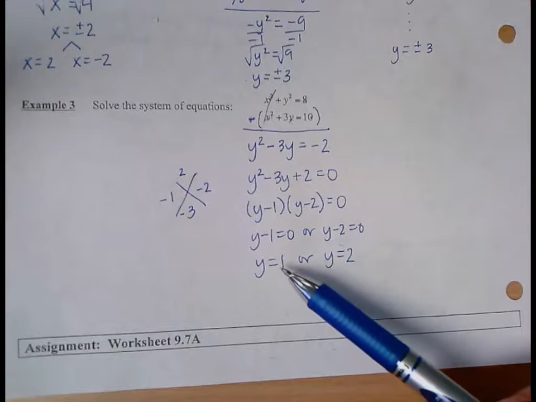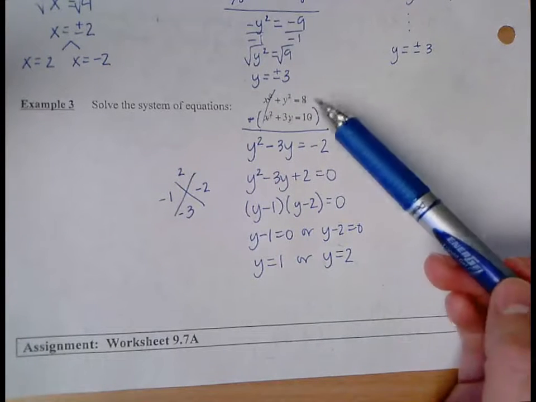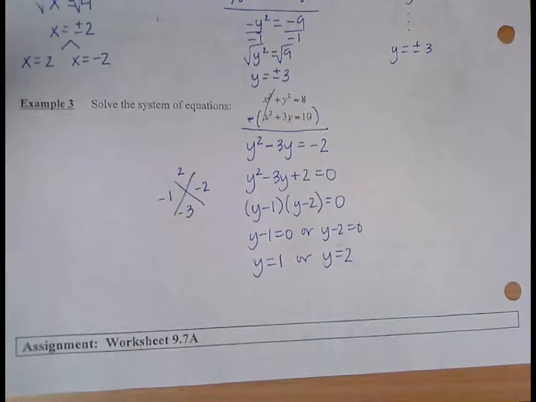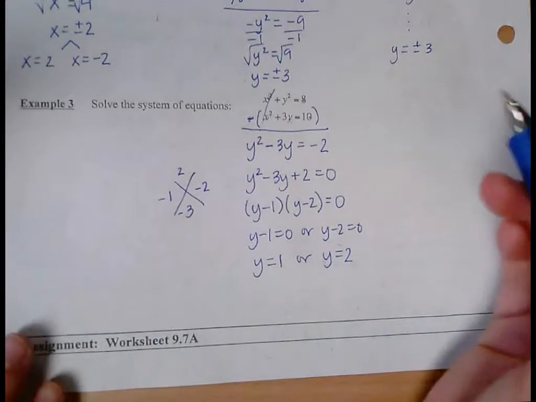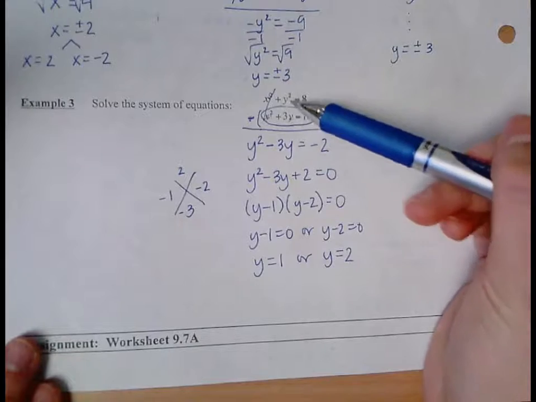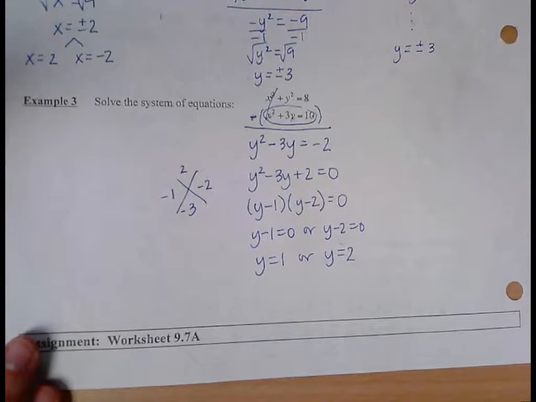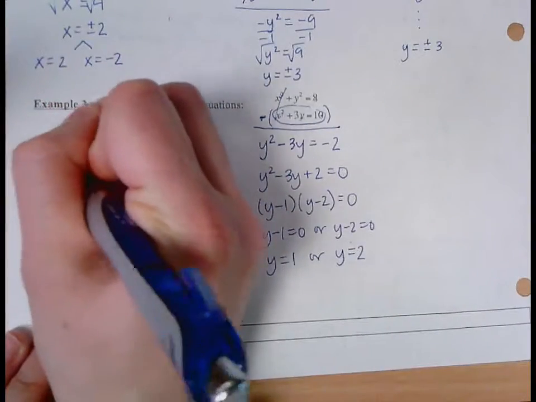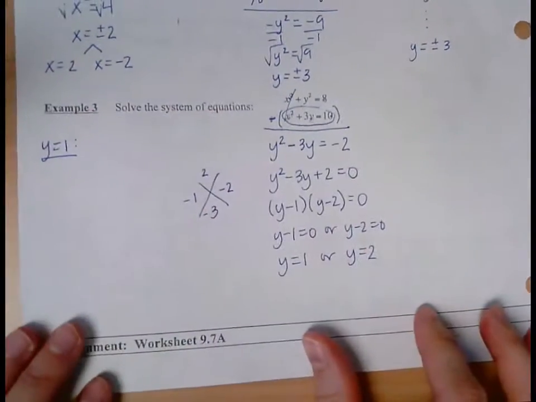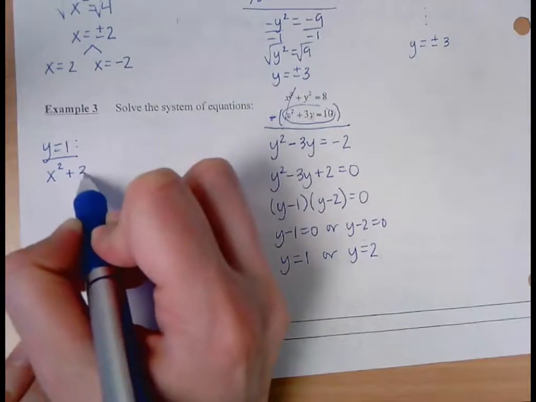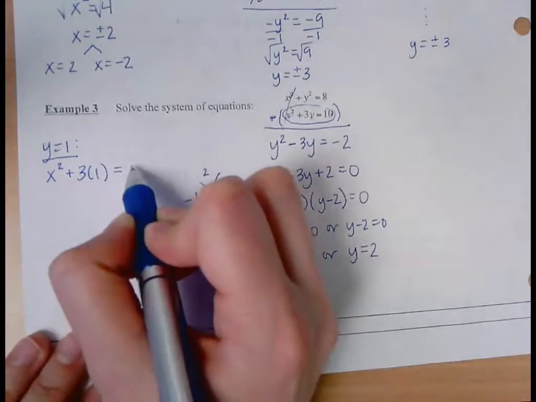I then have to substitute both of these back into one of my two equations to solve for x. It doesn't matter which one you substitute it into. I'm going to choose the second one again just because then I'm just substituting in y. I don't have to square anything, but it's up to you, whatever you want to do. So I'm going to substitute in y equals 1 first into that bottom equation. So I have x squared plus 3 times 1 equals 10.